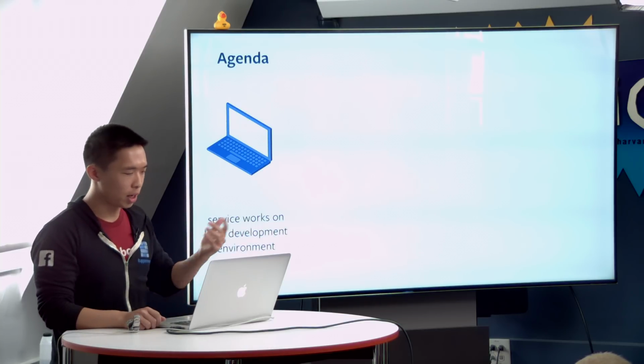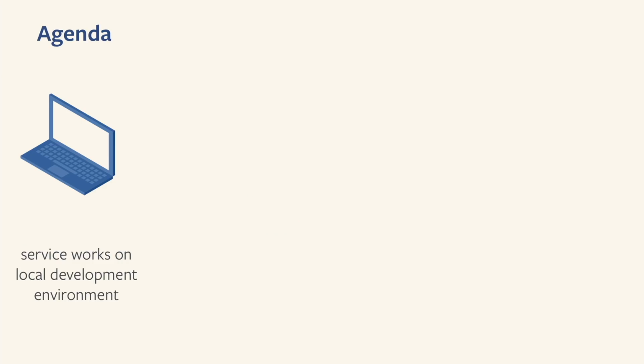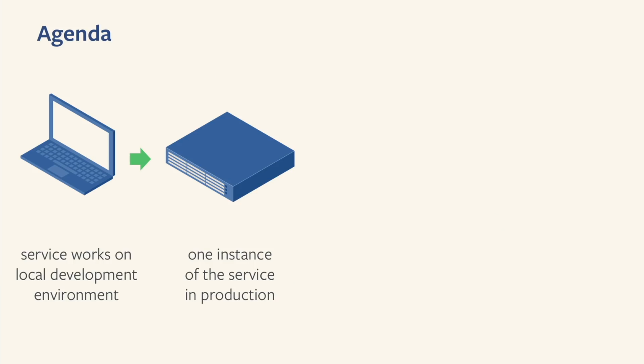So how did we get there? We have something that works on our local laptop. Let's say you're starting a new web app. You have a prototype working on your laptop, and now you actually want to run it in production. So there are some challenges there to get that first instance running in production.